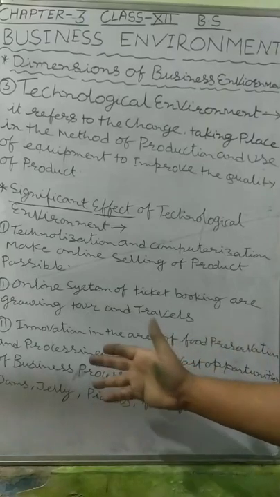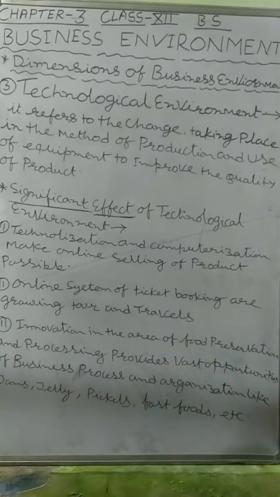The third is that innovation in the area of food preservation and processing provides vast opportunities for business processes and organizations, like production of jam, jelly, pickles, fast foods, Maggi, Chowmin. Everything is going to be possible through aloe vera gel, mentha, tulsi, mushroom farming, everything.